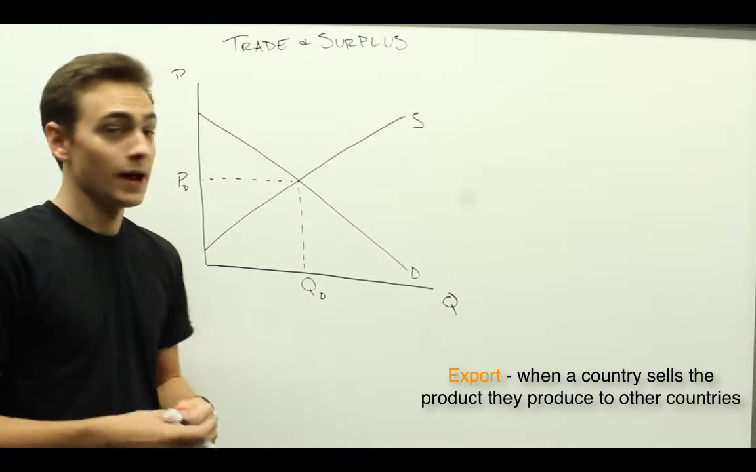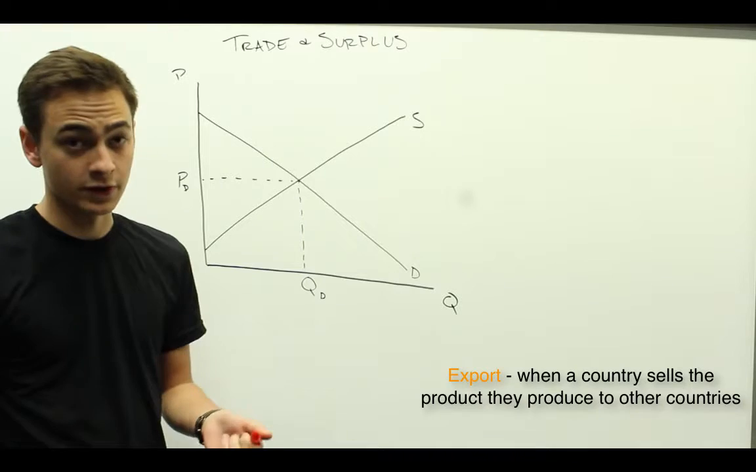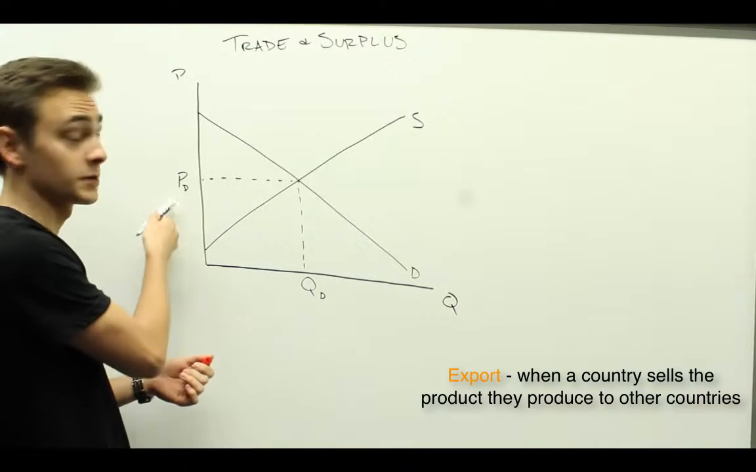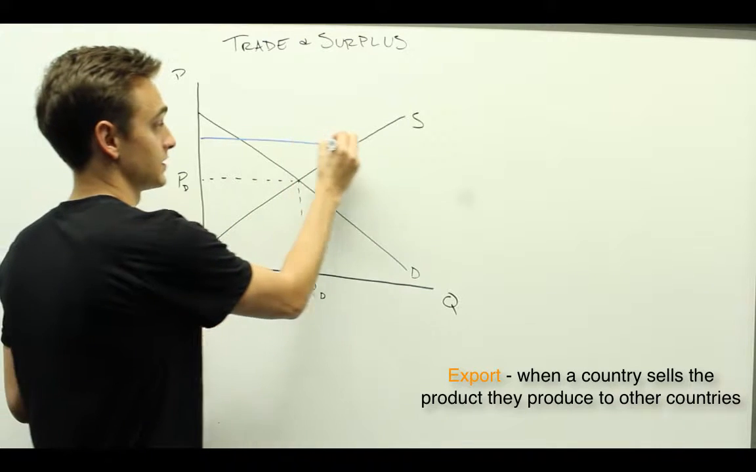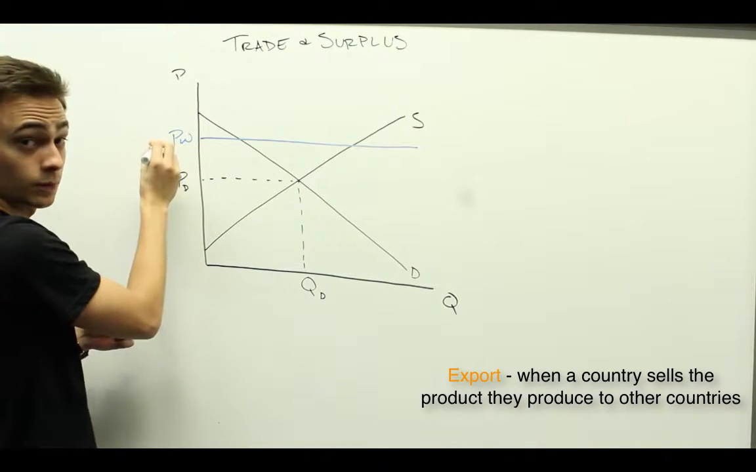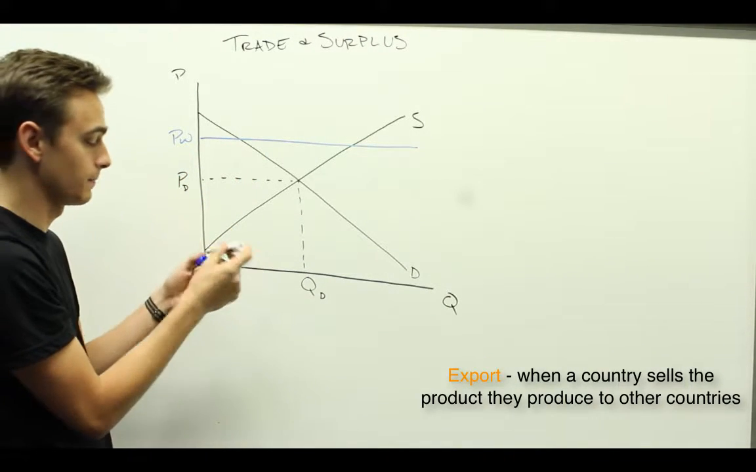So, what happens now is this country opens its economy and it becomes an exporter of a good. What that means is that the world price is greater than the domestic price. Let's just say, for example, that this right here is the world price. So the price in the world market is higher than the price in the domestic market.